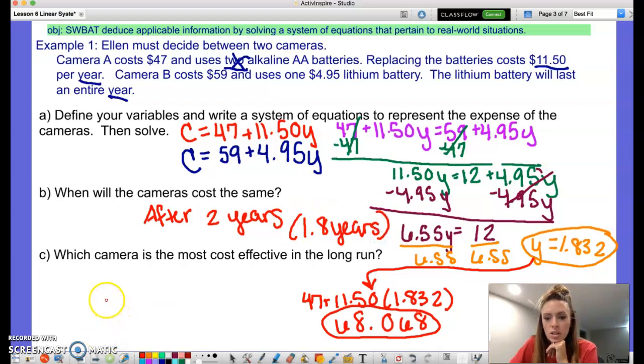Which camera is the most cost effective in the long run? So if you plug this into your calculator, you're going to have one go like this for B, and then for camera A, yours is going to go like this, right? Because the rate of change of our camera B is lower than the rate of change of our camera A. So over the long run, camera B is better and cheaper.